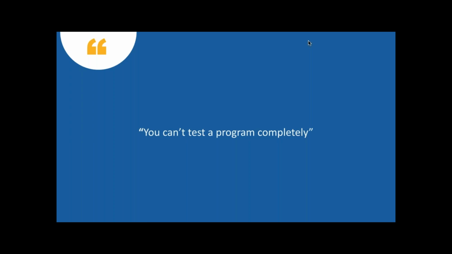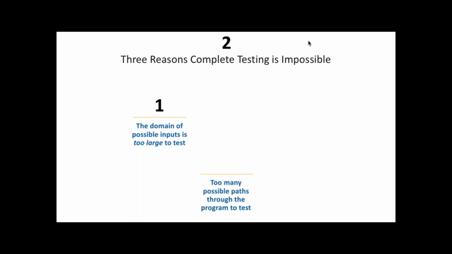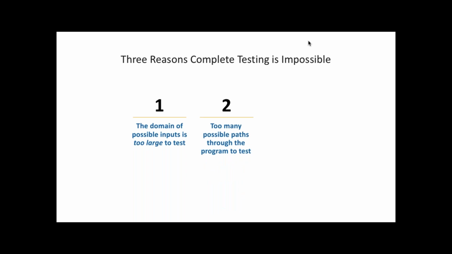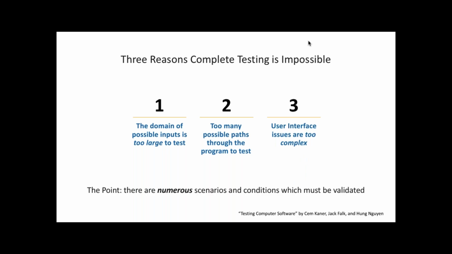So, obviously you cannot test a program completely. And there are three reasons why complete testing is absolutely impossible. One is that the domain of possible inputs is just too large to test. There are too many possible paths through the program to test. So think about all the different conditional statements you might have, the different branches, the different paths that the data can take or your navigation could take. And then in addition to that, the user interface issues are too complex.